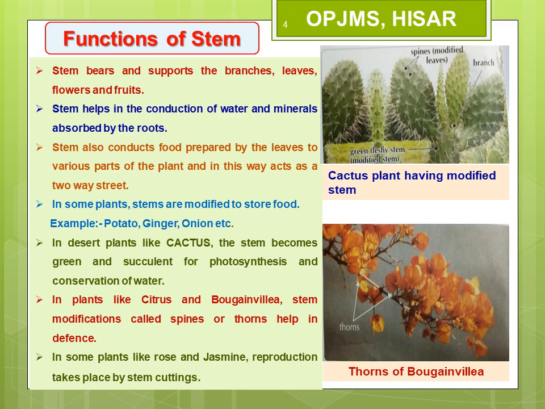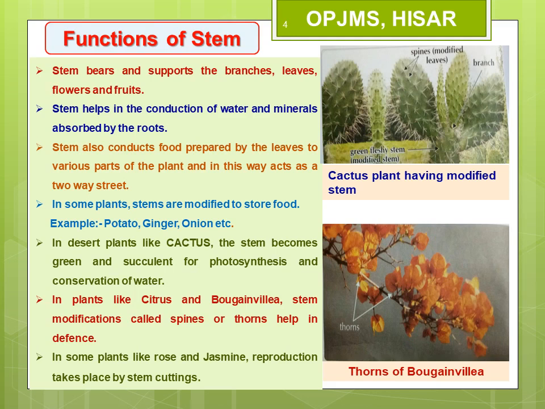Stem helps in conduction of water and minerals absorbed by the roots of the plant. It also conducts prepared food from the leaves to various parts of the plant, such as roots, stem, fruits, etc. In this way, it acts as a two-way street. Stems of certain plants are modified to perform some additional functions also. The first modification is for storage of food.